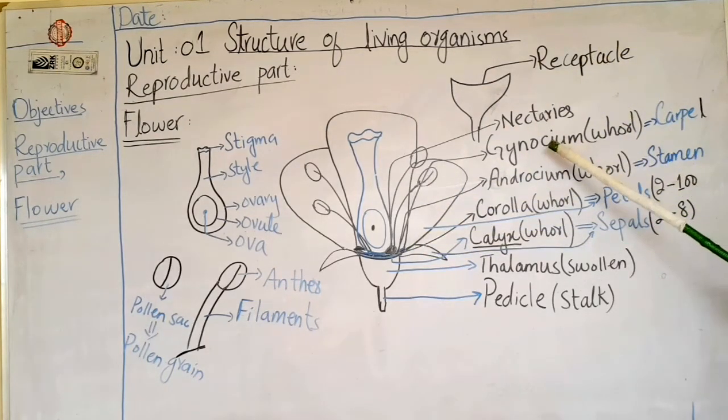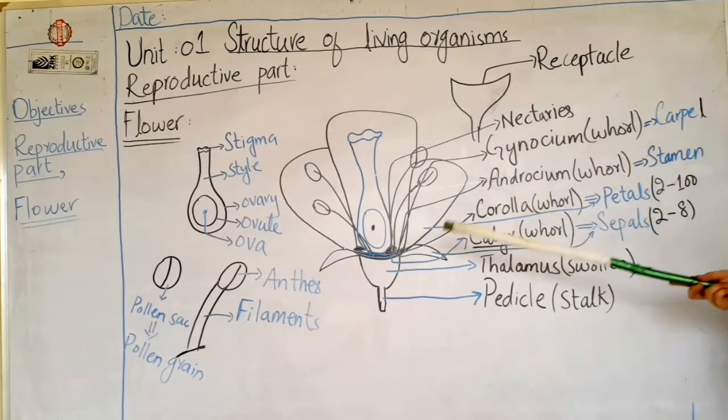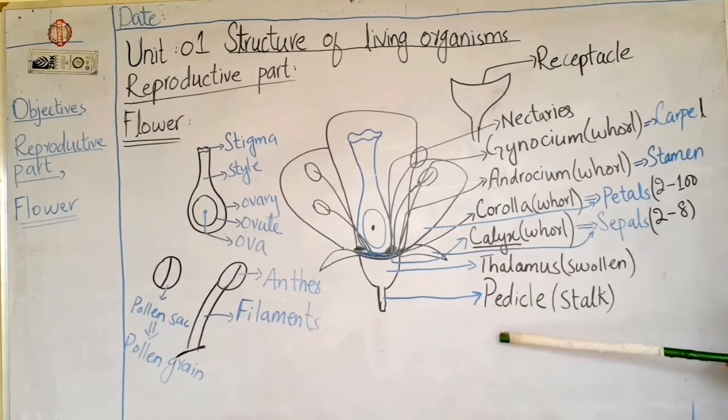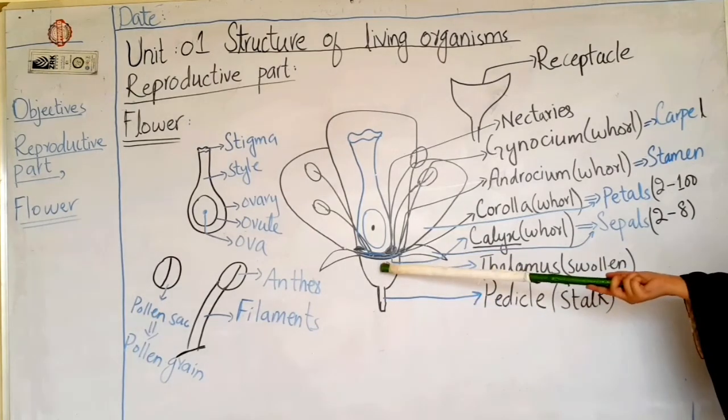The fourth word is known as Gynosium. Over the surface of the Gynosium, the female part is present, which is known as carpel, and we will discuss the detailed structure of the carpel on that side. So this is about the structure of a flower. The flower mainly consists of a stalk, which is known as pedicel, which helps in attachment. The next one is the thalamus.